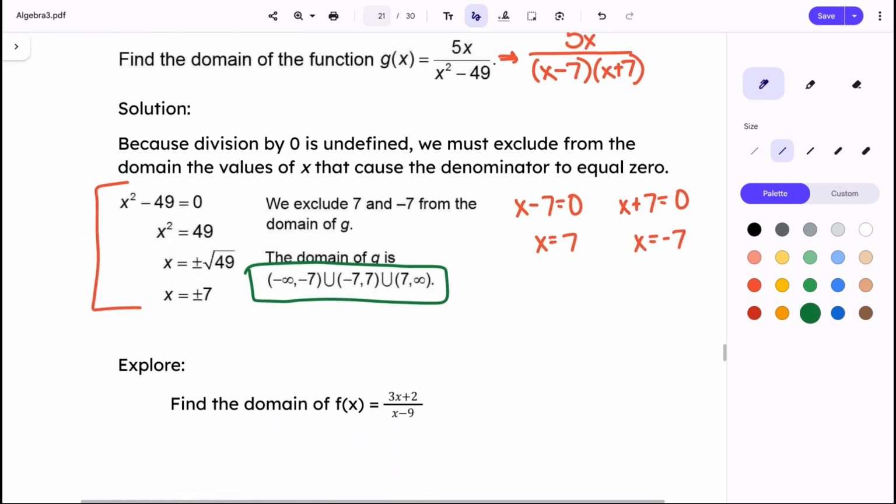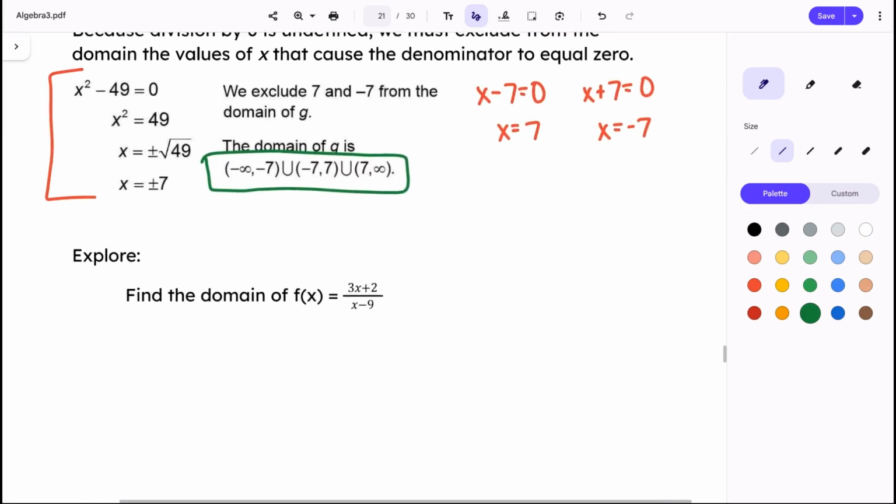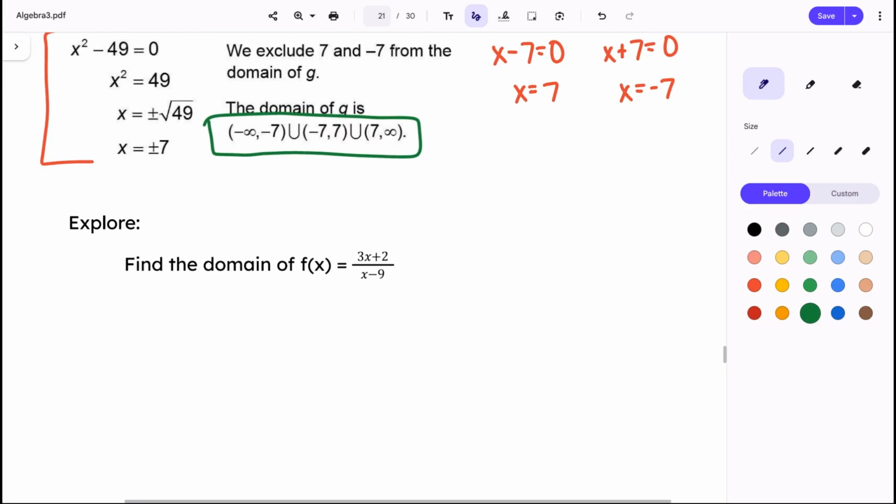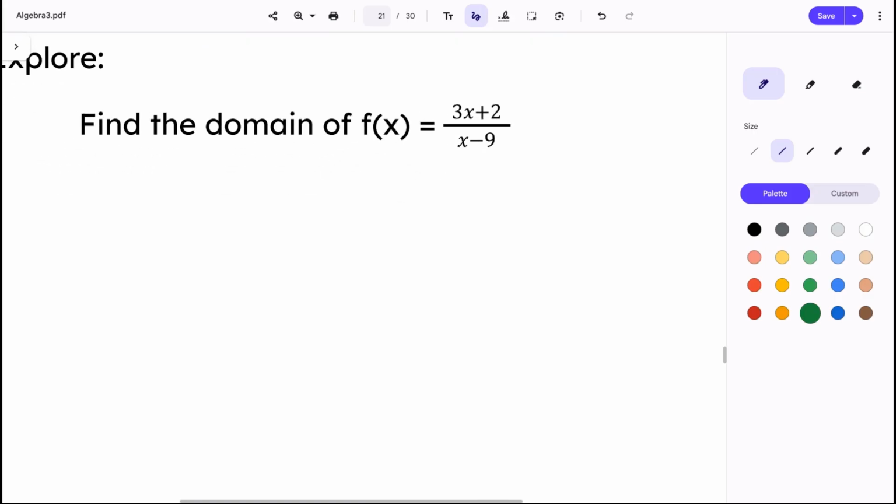They won't always be like 3. Sometimes you'll only have 2 things that you write for your domain. Sometimes it might just be 1. It just depends on what's happening in your denominator. So if you guys look at this next one, what would be a value that would cause an issue? What can x not equal if you just focus on the denominator?